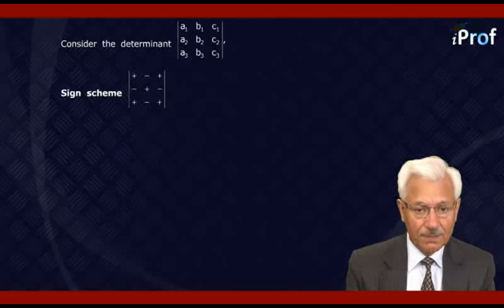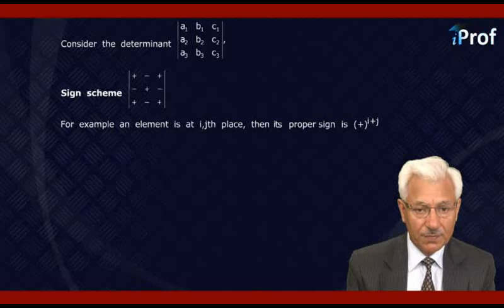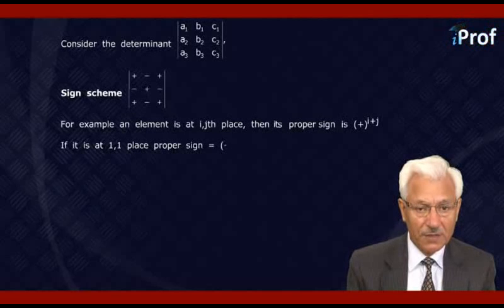Every sign is calculated by its place. If it is the ith row and jth column, the sign will be minus 1 raised to the power i plus j. For example, we have first row, first column. The sign will be minus 1 raised to the power 1 plus 1, that is, minus 1 whole squared, which will be plus 1, and so on.